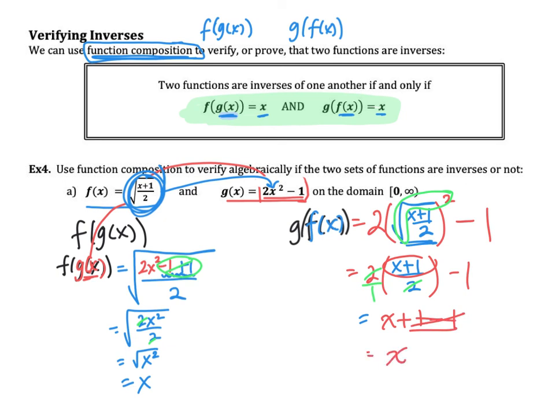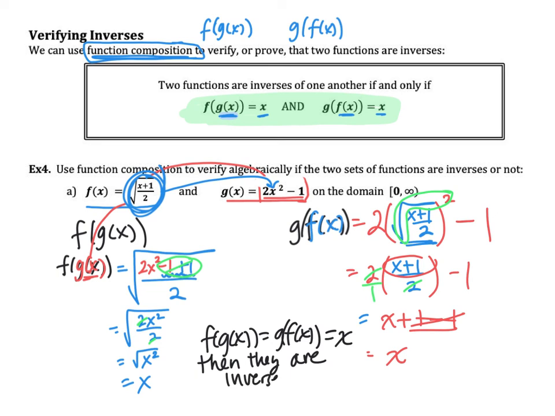And you must write this statement. If f of g of x equals g of f of x equals x, then they are inverses of each other. So you have to write the statement, if f of g of x equals g of f of x equals x, then we know they are inverses.